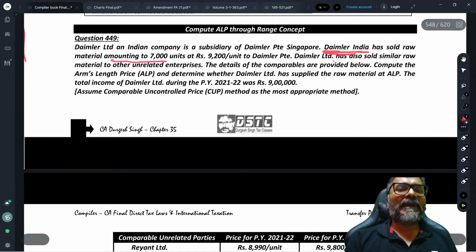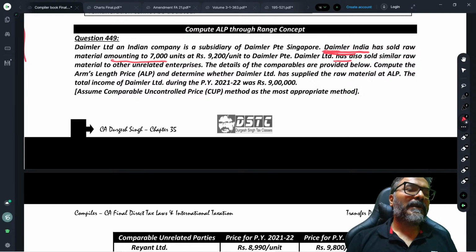Now Daimler Limited has also sold similar raw material to other unrelated enterprises, students. So that will give you the comparable data. The details of the comparables are provided below. Compute the arm's length price and determine whether Daimler Limited has supplied the raw material at ALP.